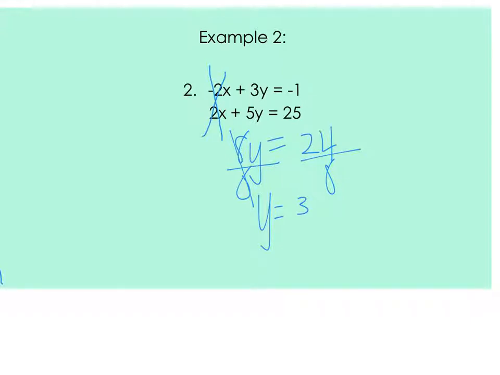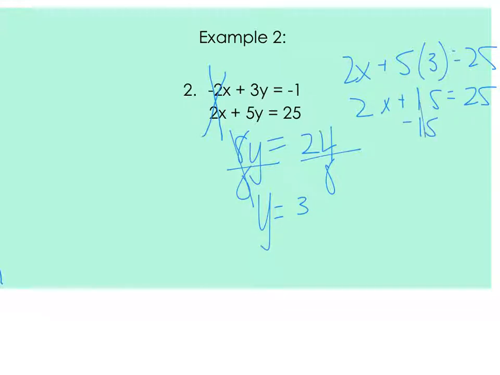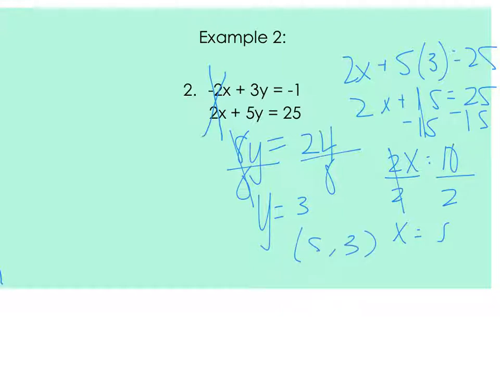Now that you have y equals 3, you're going to plug the 3 into one of the equations. So I'm going to do 2x plus 5 times 3 equals 25. So you're going to do 2x plus 15 equals 25. Then you are going to subtract 15 on both sides to get 2x equals 10. Divide by 2 on both sides, and you get x equals 5. Now you get 5, 3 as your final answer.